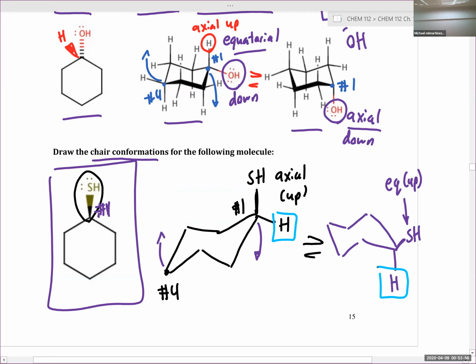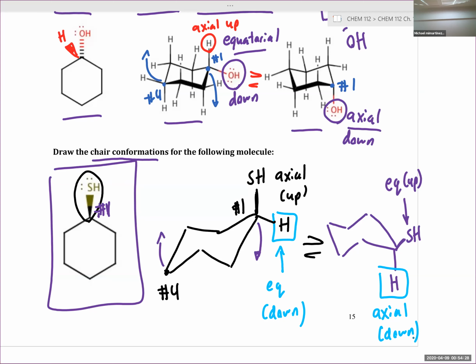If you draw your hydrogens, it gives you a really fast way to check your work. I know that my thiol is up because this hydrogen is equatorial pointing down. Likewise, I know my thiol is up because my hydrogen after the chair flip is axial pointing down. Does that make sense, everyone? How to check your work and why drawing your hydrogens is super important?